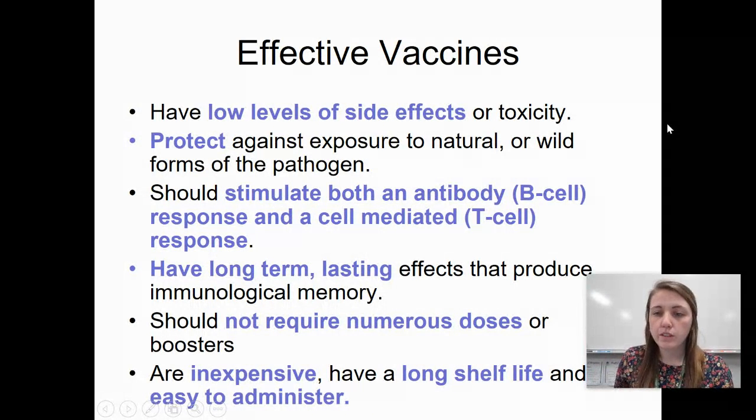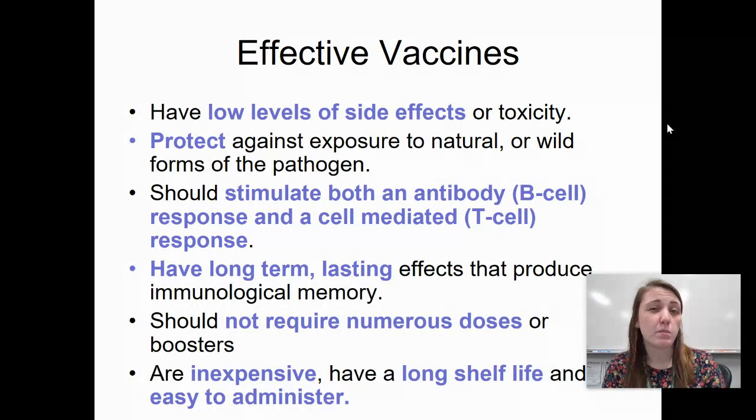So here are some characteristics of what vaccines should be. Obviously, we want them to have low levels of side effects or toxicity because we don't want adverse reactions. They do need to be effective in actually protecting us against exposure to a certain type of pathogen. It should stimulate a specific immune response with antibodies and/or B cells and T cells. We want it to be long-term because it sucks to have to go back and keep getting booster shots, even though that is the thing that happens.